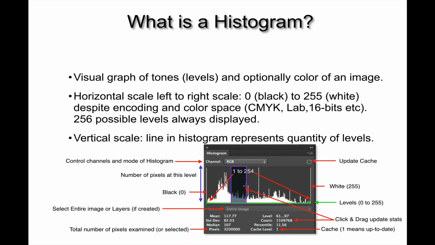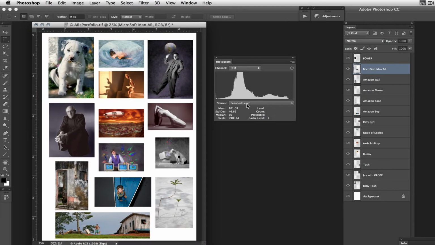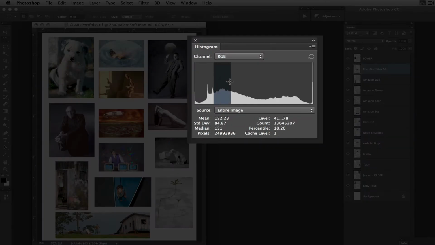Back in our presentation, I wanted to point out again that we can click and drag an area on the histogram, and that can update the information that we see down below. So for example, if I go to entire image and update the cache, I can literally click and drag, and now what I'm seeing is the information down below in terms of the feedback numbers, levels 41 through 80.